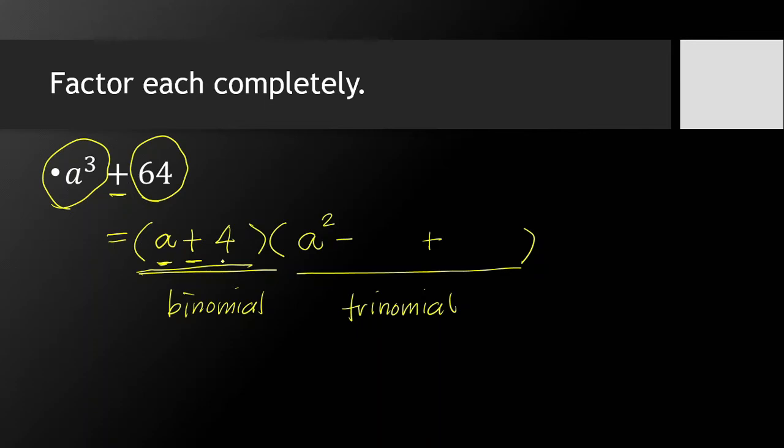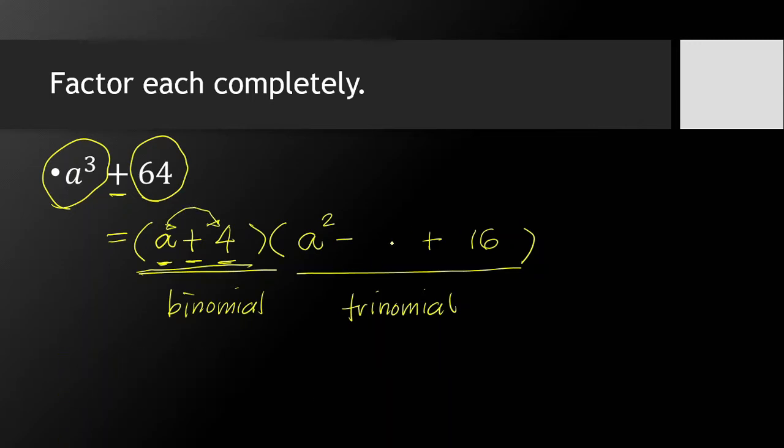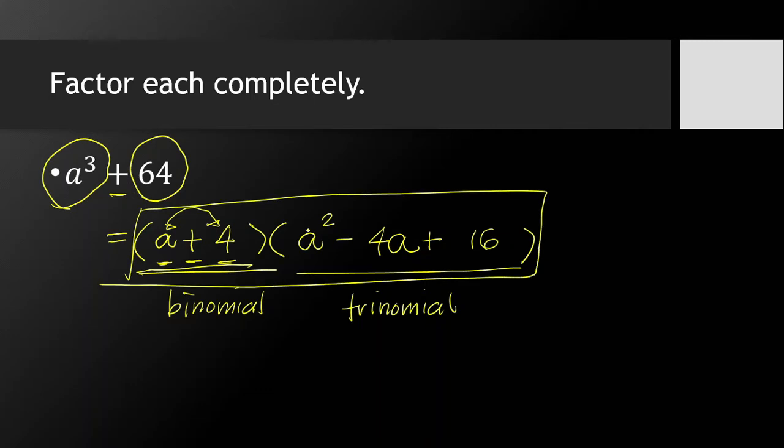Now, after that, we will get the square of the second term. So 4 times 4, that is 16. And we will write it as the last term of the trinomial factor. Now, for the middle term, we will multiply the first term and the second term of our binomial factor. So that means a times 4, which is equivalent to 4a. Now, our trinomial factor is complete. That means that we have now obtained the factored form of the given binomial a cubed plus 64.